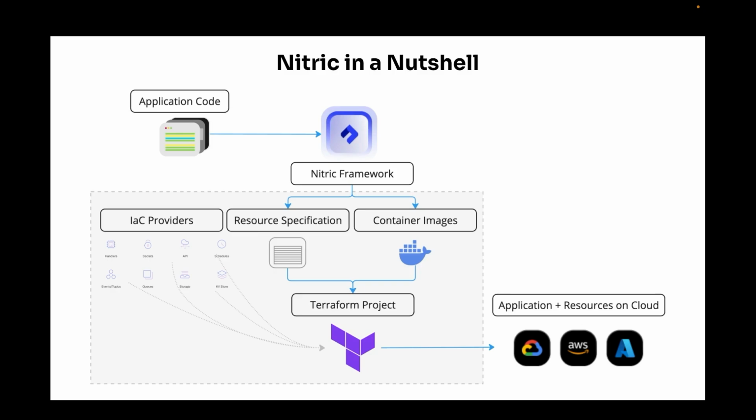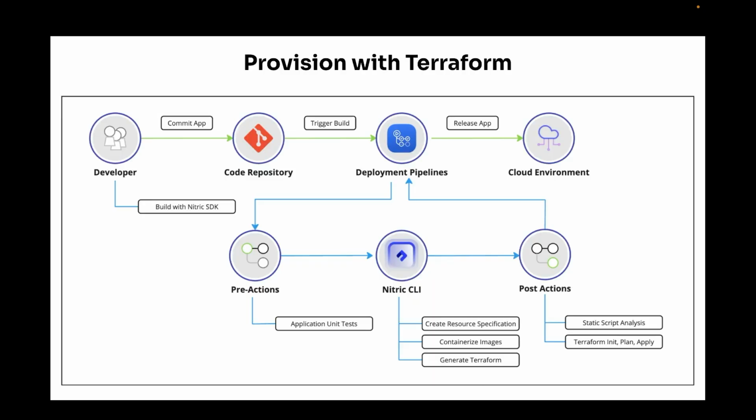The resource specification acts as requirements, which is then fulfilled using IaC tools like Terraform. Nitric creates a Terraform project using reusable modules that are version controlled and extensible. You can apply your usual workflow, which includes pre or post actions like static analysis and security checks. Let's jump into a quick demo.